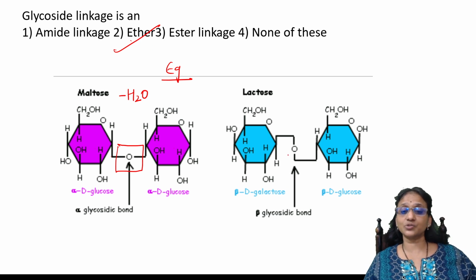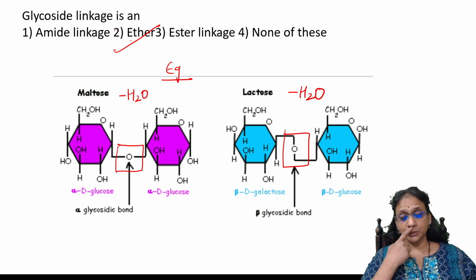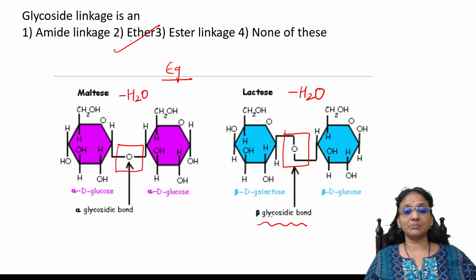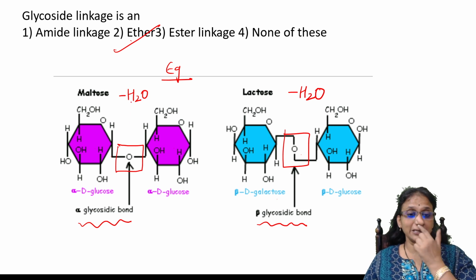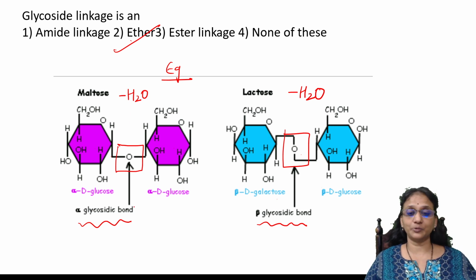Let us take lactose here also. You have two units: one is beta D galactose and the other beta D glucose. You are going to condense both of them and remove a water molecule. And the linkage which is formed is nothing but an ether linkage. So glycosidic bond is nothing but an ether linkage which is formed by removal of a water molecule between two monosaccharides. Monosaccharides are combining, water is released, and they form an ether.